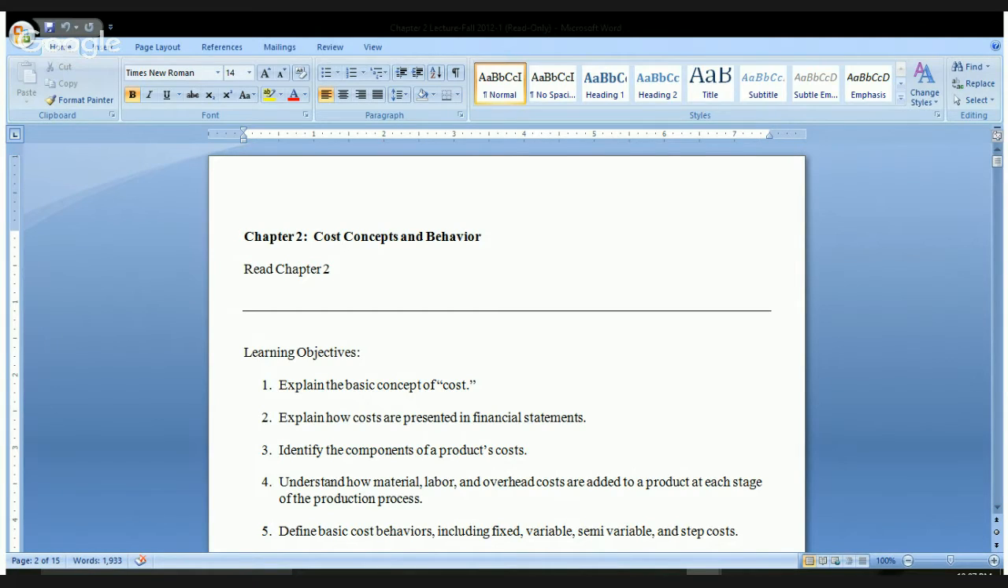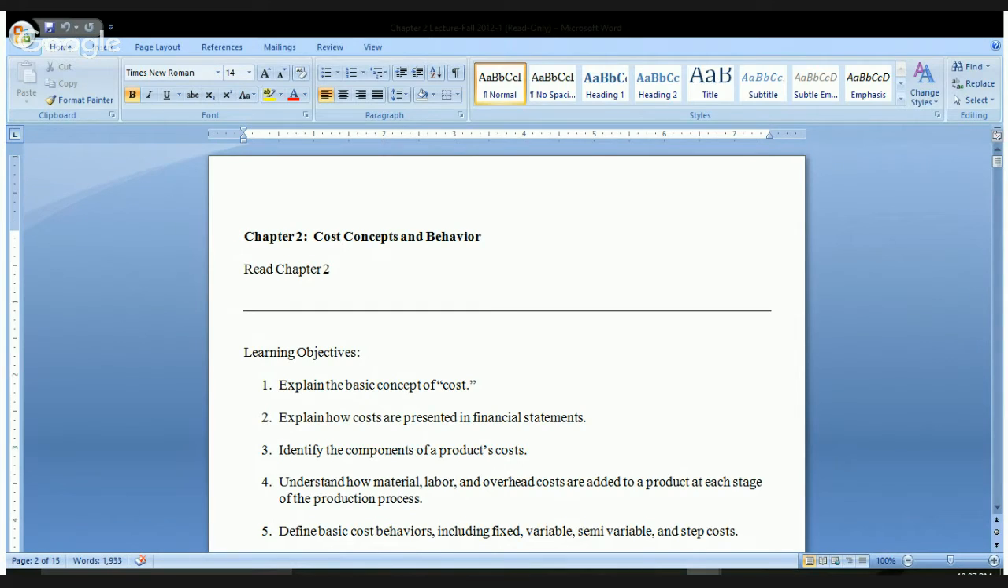Now, there are five learning objectives to Chapter 2. We're going to be talking about the basic concept of cost, explain how costs are presented in financial statements, identify the components of the product's cost, understand how material, labor, and overhead costs are added to a product at each stage of the production process, and define basic cost behaviors, including fixed, variable, semi variable, and step costs. So let's get started here.